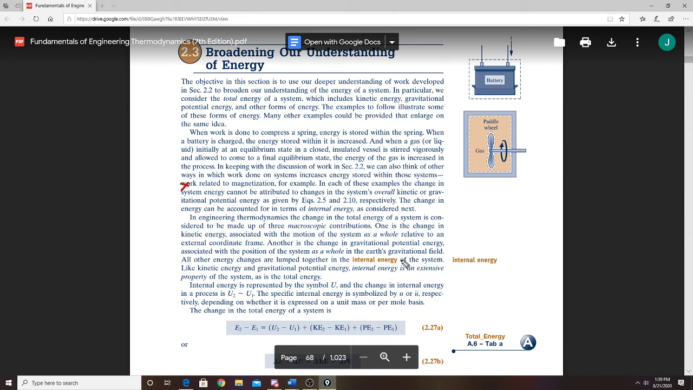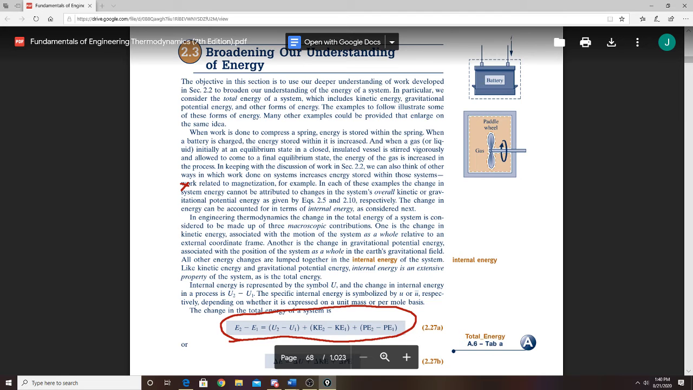So what they're saying is that the change of internal energy is delta U, or U2 minus U1. The specific internal energy is symbolized by u, or u bar. I don't worry too much about u bar, we mostly just deal in u's, no u bars. It depends on whether it is expressed per unit of mass or on a per mole basis. The ones in the table are on a per mass basis for u. And then it says the change in total energy of a system is the following, delta E.